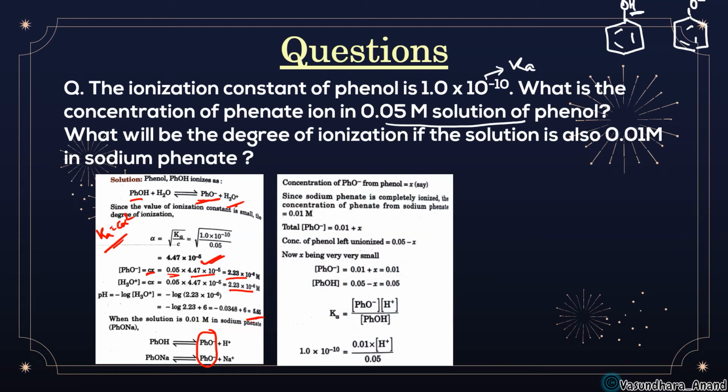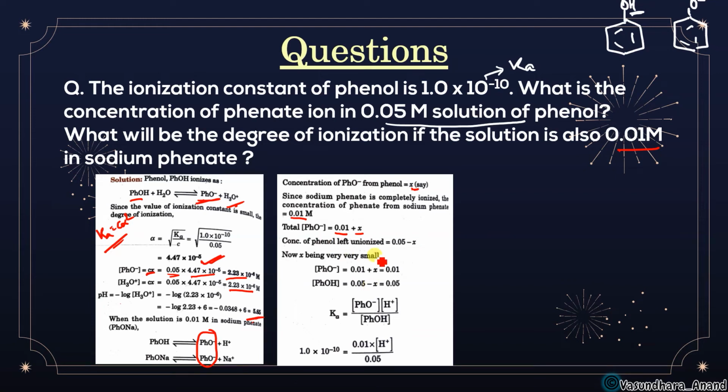So the concentration of PhO⁻ from phenol, suppose that is x. Now sodium phenate is a strong electrolyte. So the concentration of sodium phenate will be the same as the concentration of phenate in this case. So this is 0.01, so its concentration will also be 0.01. So the total PhO⁻ is 0.01 plus x, that we have done. Yes, we know this thing. We have done this type of question in a previous video.